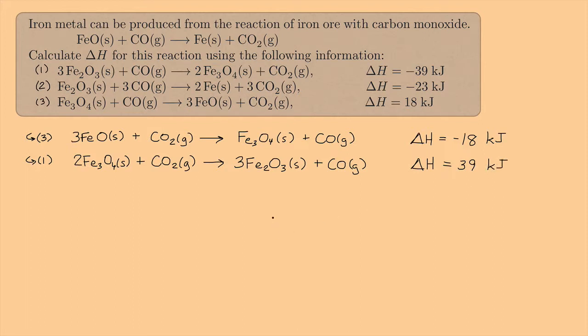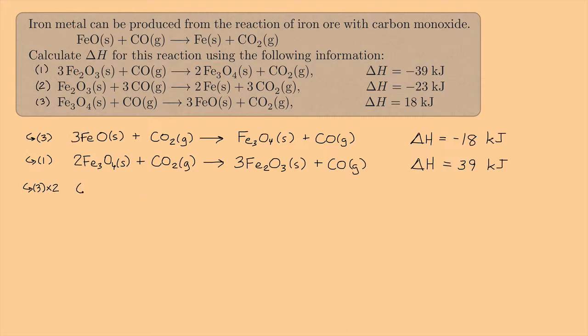All right, now what? So I have Fe3O4 here. I have 2 Fe3O4 here. So I'm probably going to have to multiply equation 3 up top, this one here, by 2. So if I do that, I'm going to take the equation 3 that I had flipped, and I'm going to multiply that one by 2.